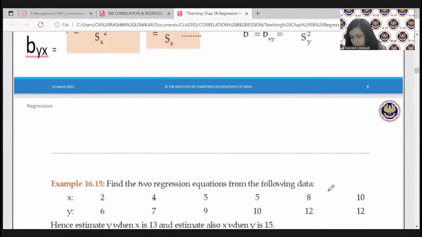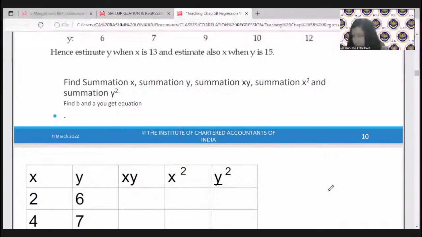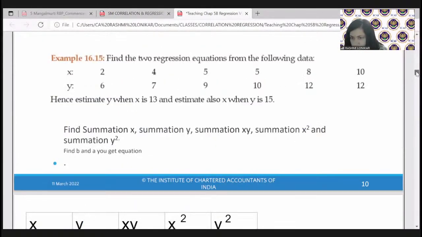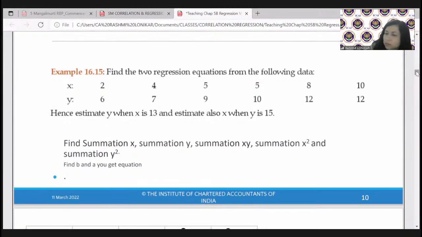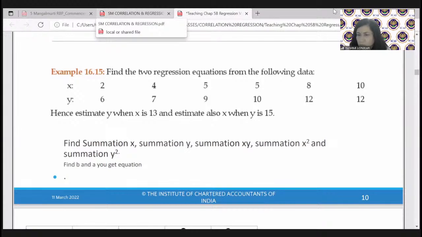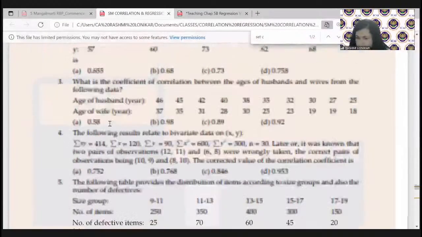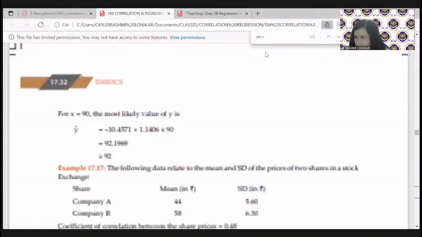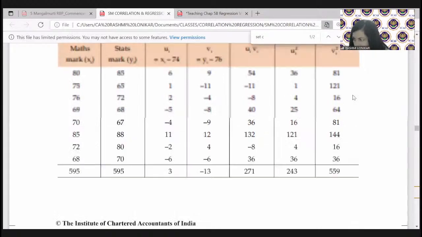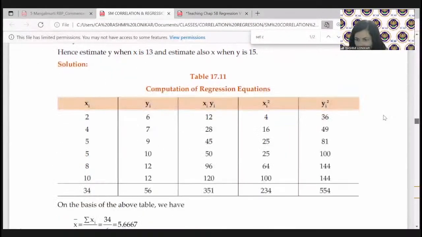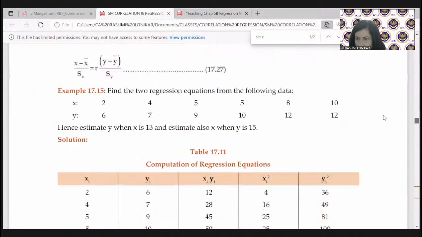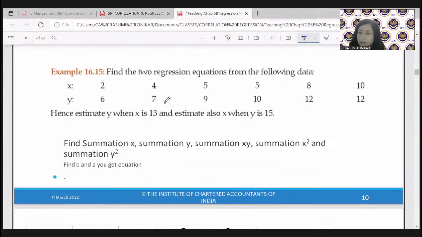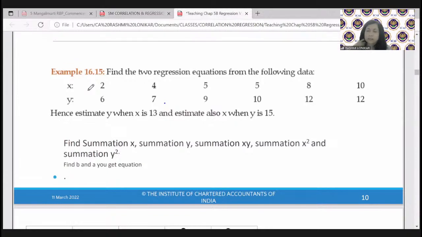Now let us go to the actual sums. This is 16.15. Maybe the chapter number has changed now. Just let me check. No, regression equation, it is now 17.15, question number 17.15. So this is now chapter 17. Now find the two regression equations from the following data.